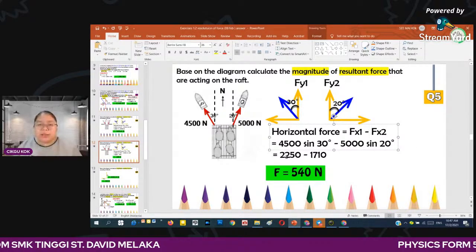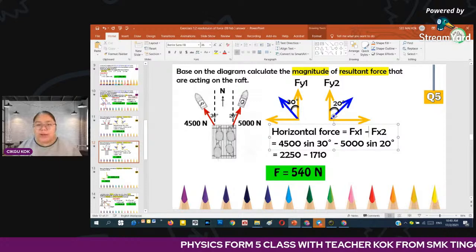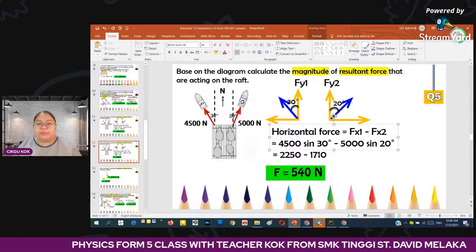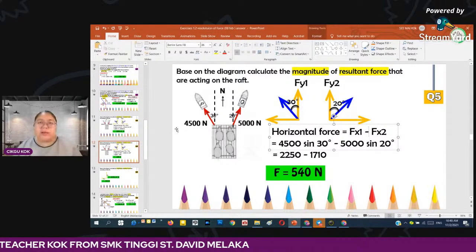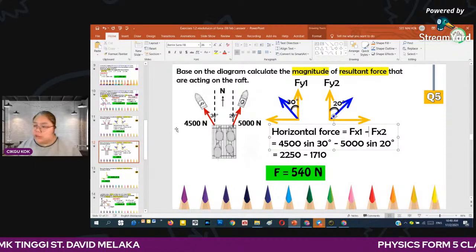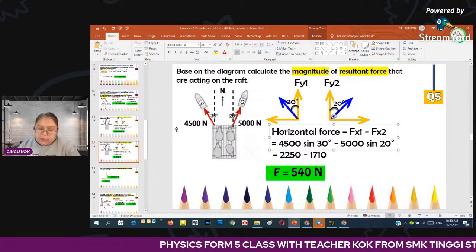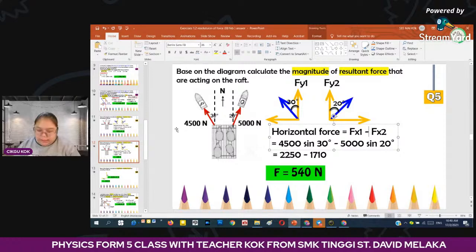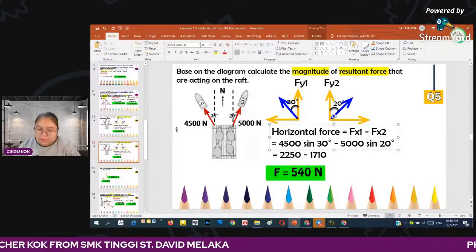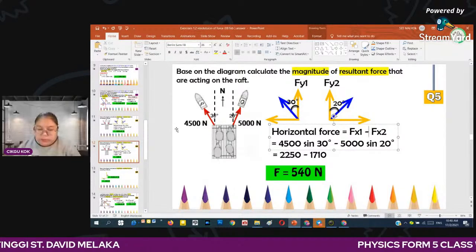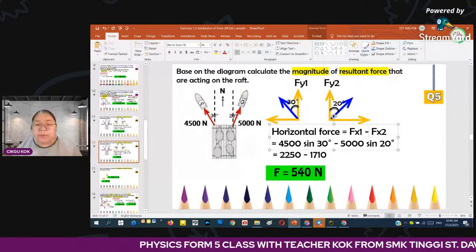For the sine 30, the first one, Fx1, I get 2250. For the other, Fx2, I get 1,710. After I subtract, I still have 540 Newton going to the left-hand side. Students, you can help me check whether my calculation is correct or not, because sometimes we press the calculator too fast and we don't know if it is exactly correct. So 5,000 sine 20, correct, 1710. So we subtract. The answer is 540 Newton, going to the left because the left is bigger.